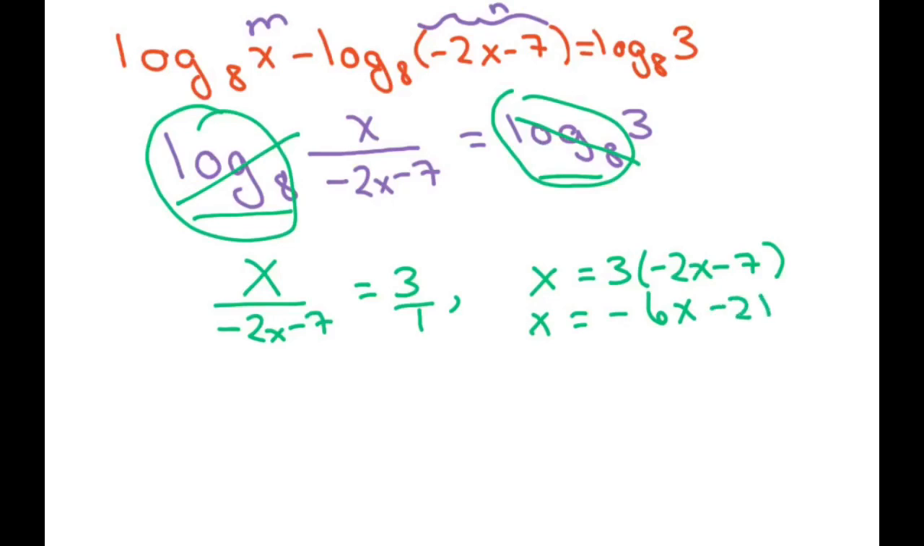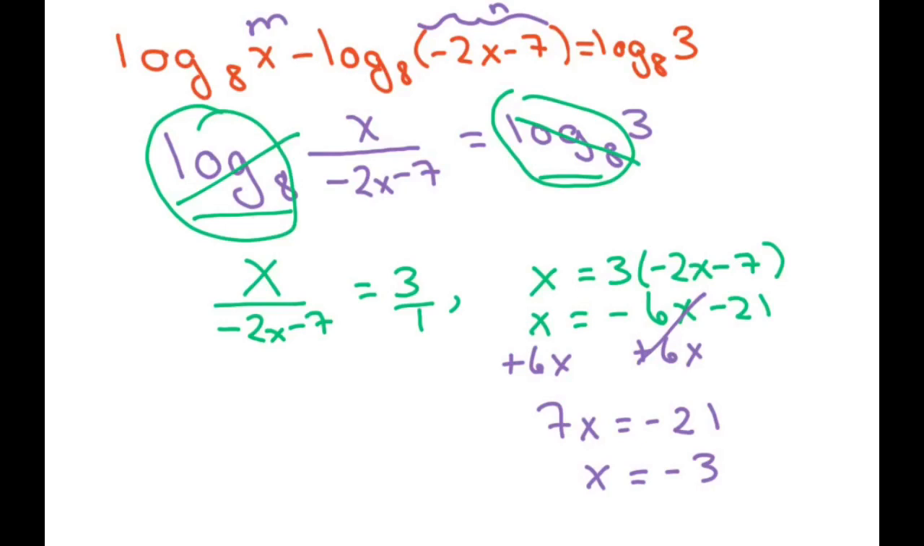We're going to add 6x to both sides. So we get 7x equals negative 21. So x equals negative 3.